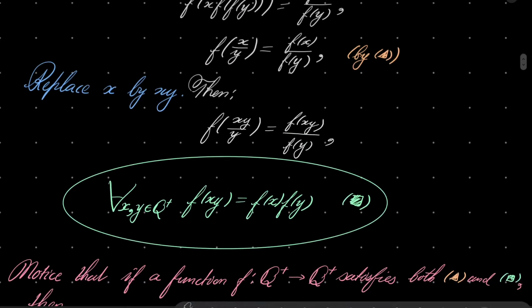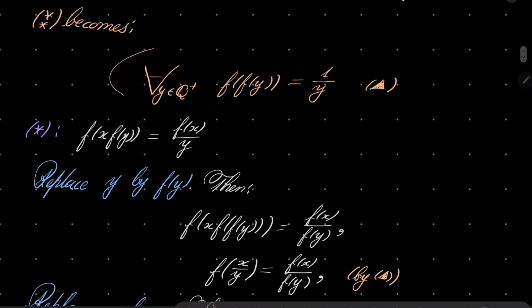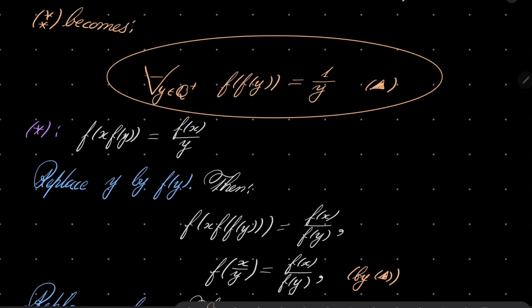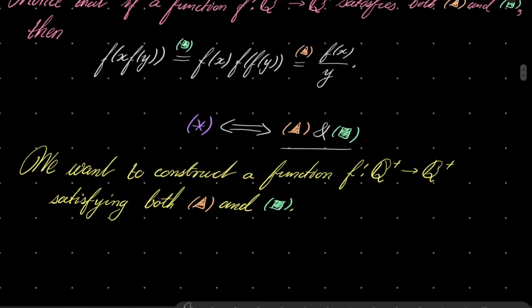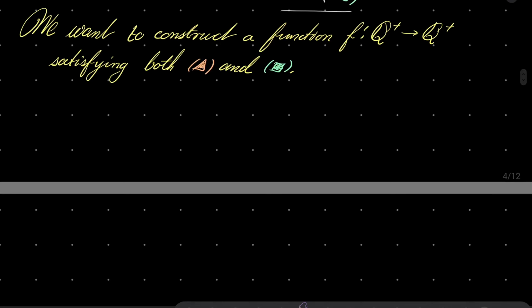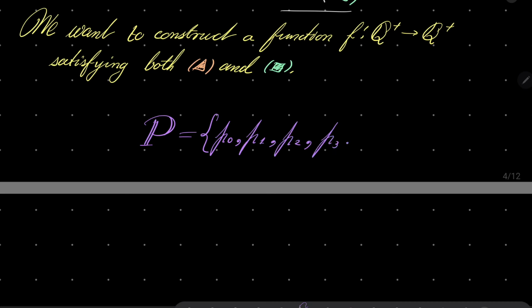But we also need to satisfy the second condition, that f of f of y equals 1 over y for all positive rational numbers. My idea to construct this function is the following. Let's enumerate the set of primes, say p0, p1, p2, p3, and so on. The order does not matter. It can be increasing, so 2, 3, 5, 7, and so on, but the order doesn't matter.